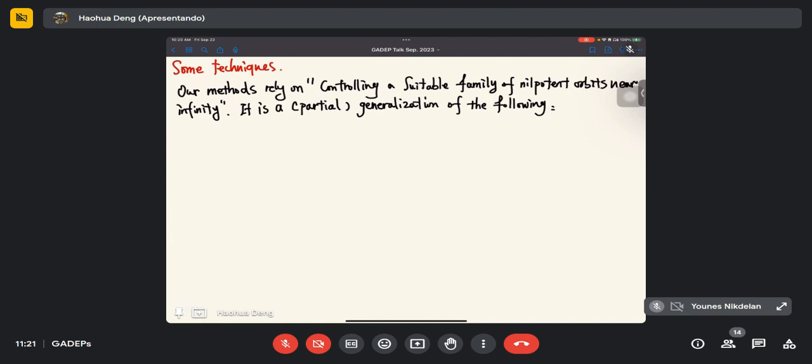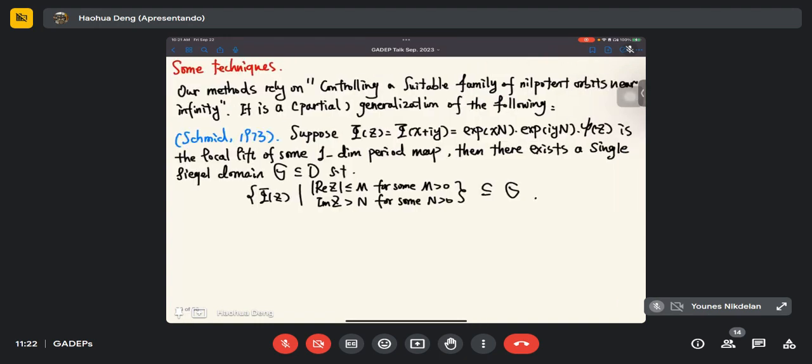And in my second paper with Colleen Robles, we are using some different techniques. In our second paper, because we are considering the most general period map and degenerations, one of the central techniques in our work relies on controlling a suitable family of nilpotent orbits near infinity. And this is a kind of partial generalization of some classical results.